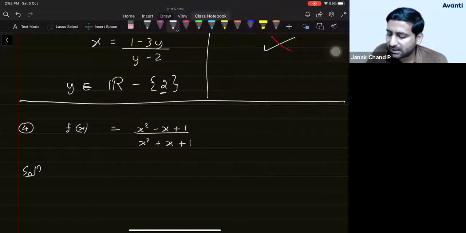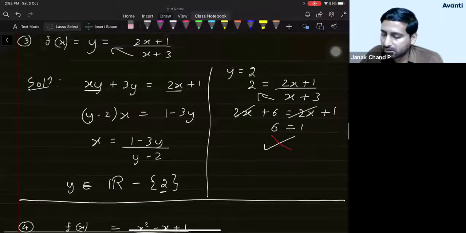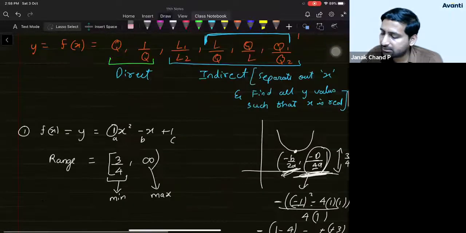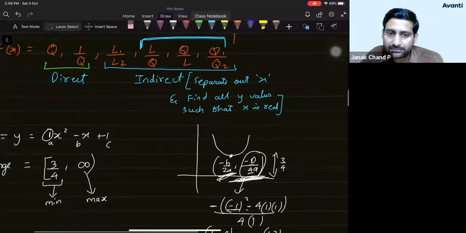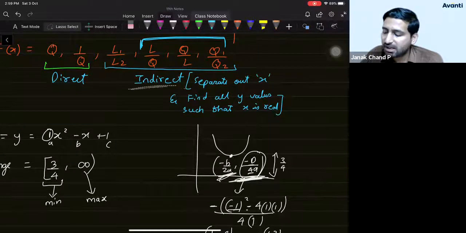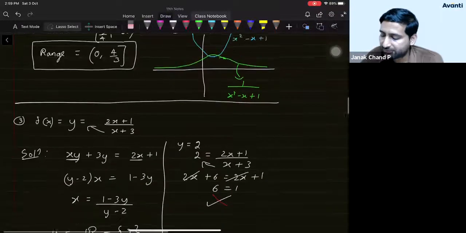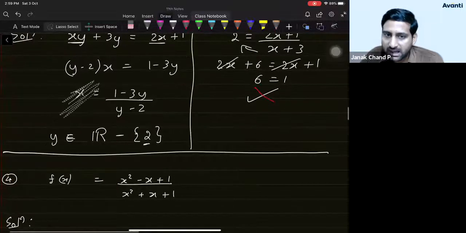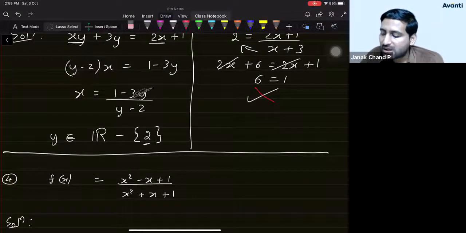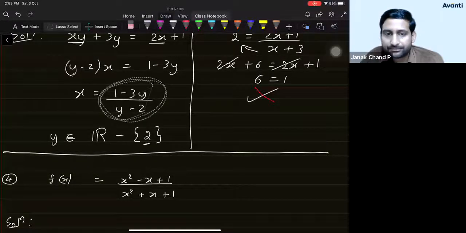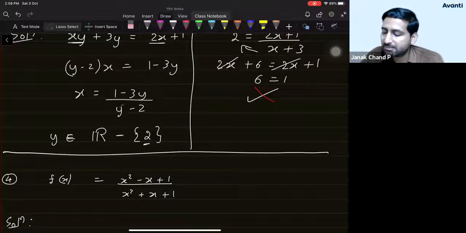Same thing, students. I hope you understood the meaning of the indirect method I have written here: separate out x, which we did. After that, find all the values of y such that x is real. That is exactly what we did here. We first separated out x, then we checked the collection of values of y I can put here so that this is a real number. This will always be a real number except at 2.